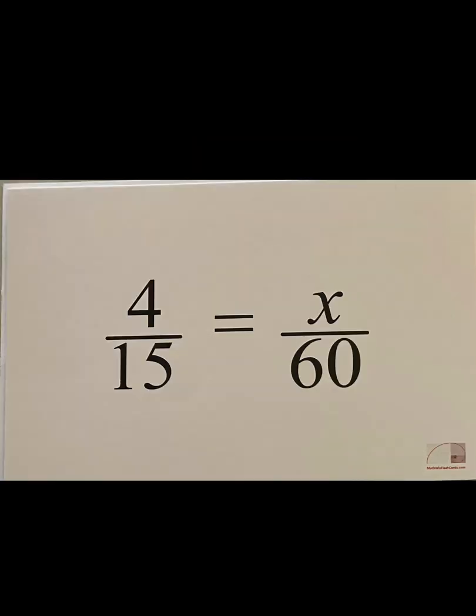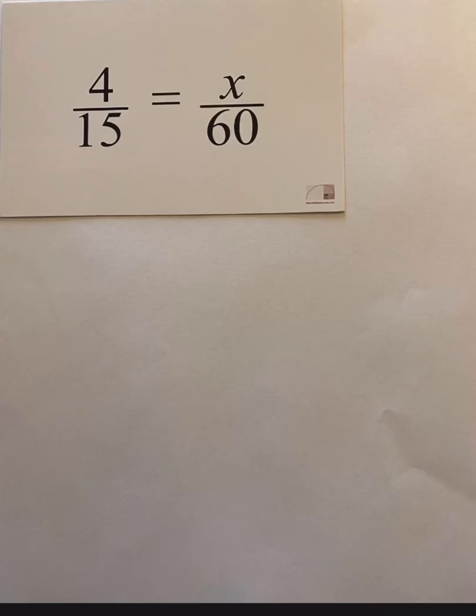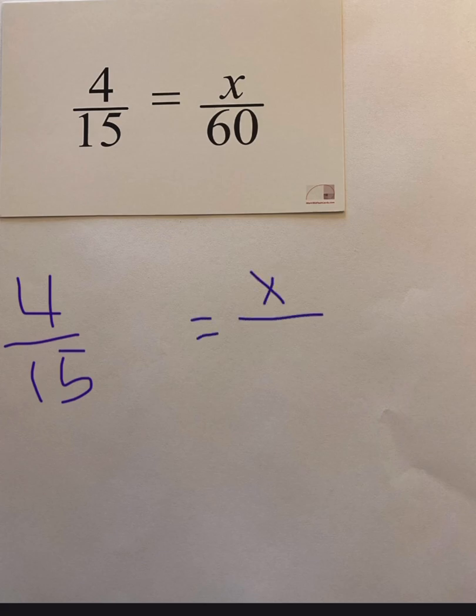Here's our last problem to solve. Okay, for our last equivalent fraction, we're going to take this one, and our x is in our numerator, the top number of our fraction, but our rules are the same. What do we multiply by 15 to get 60? Actually, there are 4 15s in 60. 15 times 4 is 60.